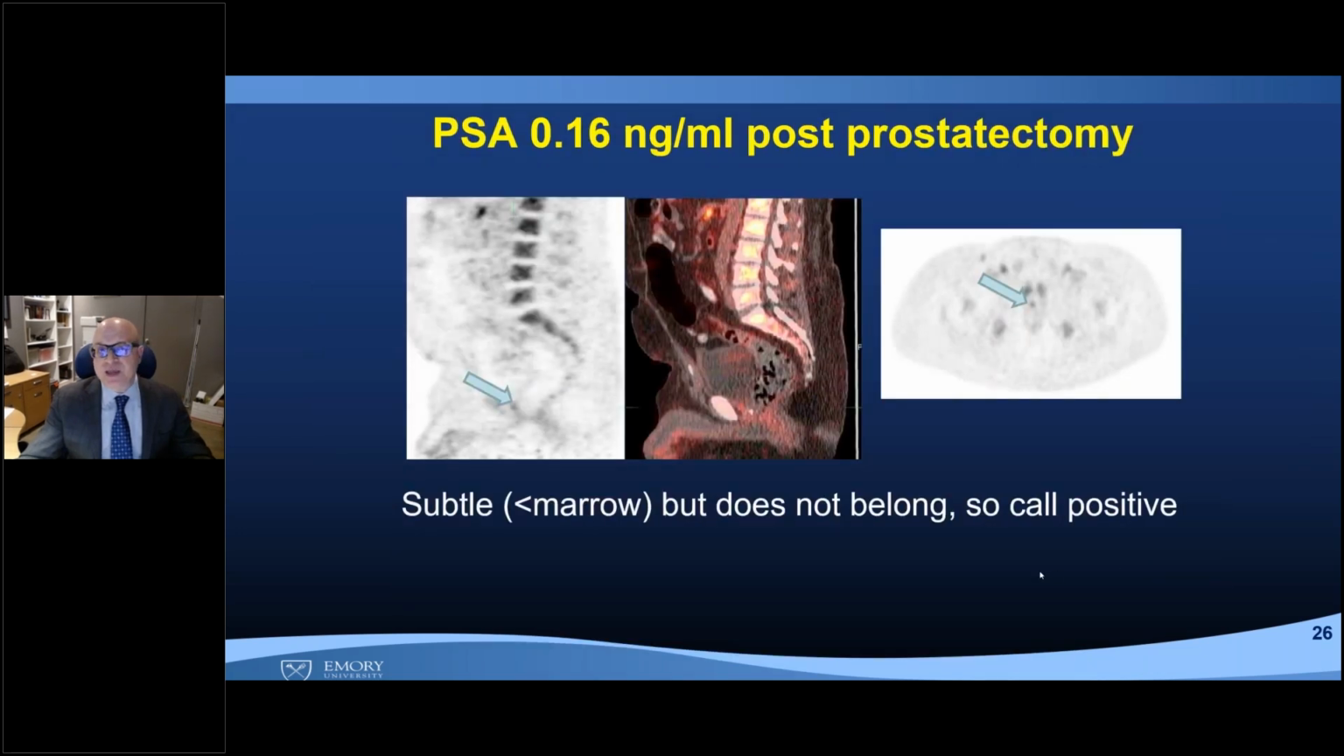This patient has a PSA of 0.16 post-prostatectomy, and this is a subtle case, but here we can see our periurethral activity, but there's a little hump here that does not belong. Notice there's really no activity in the bladder, so this is not radiotracer, and this is just anterior, maybe in the bladder wall at the vesicourethral anastomosis. So I think one could be comfortable calling this positive, even though it's not quite at marrow, but it's significantly greater than blood pool. The patient achieved nadir after salvage radiotherapy.